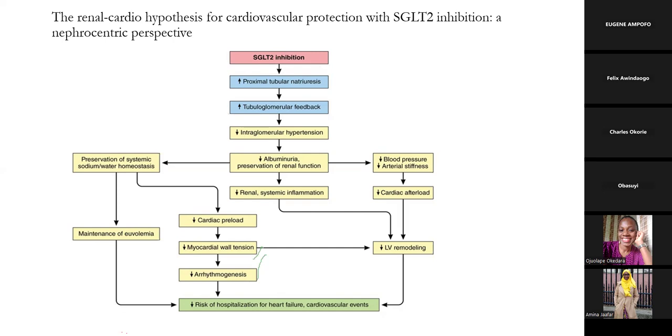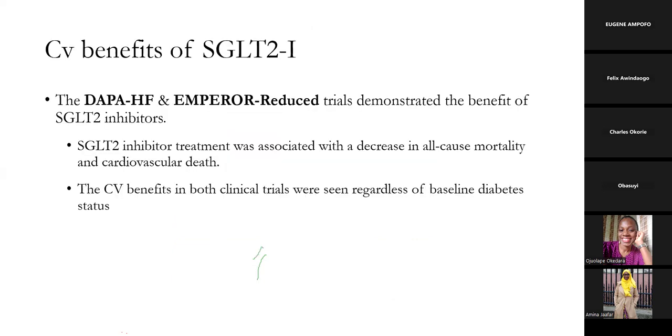Okay. To reduce the tension, the heart has to open up. That reduces it. So it's also known to reduce arrhythmogenesis. So we do not have arrhythmias occurring. And like we saw in the previous slide, it has an effect on the stimulation of the heart by the sympathetic nervous system. So it actually dampens that effect. Okay. So cardiovascular benefits of SGLT2s we know was first seen with the DAPA-HF and EMPEROR-Reduced trials, and they demonstrated that these medications had some effect on all-cause mortality and cardiovascular death.